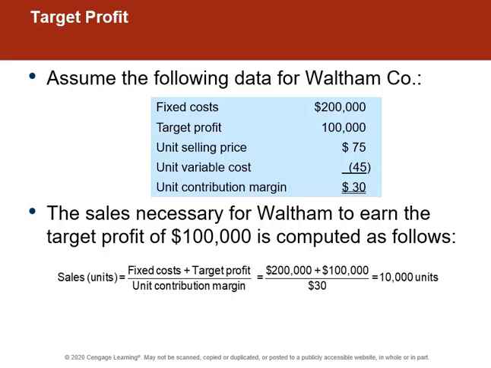Okay, so we are just going to plug this into our formula. Fixed cost, $200,000. Target profit, $100,000. So $200,000 plus $100,000, that's $300,000 divided by the unit contribution margin of $30. We get 10,000 units. If this company wants to make $100,000 in profit, then they have to sell 10,000 units. They sell less than 10,000 units, they'll make less than $100,000. More than 10,000 units, they'll make more than $100,000.